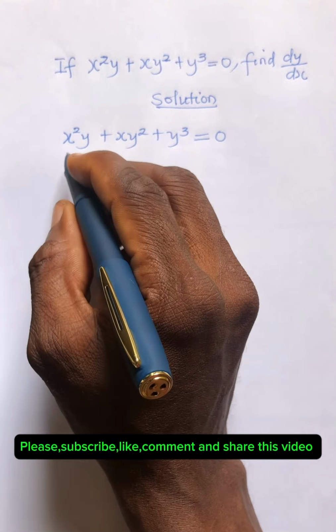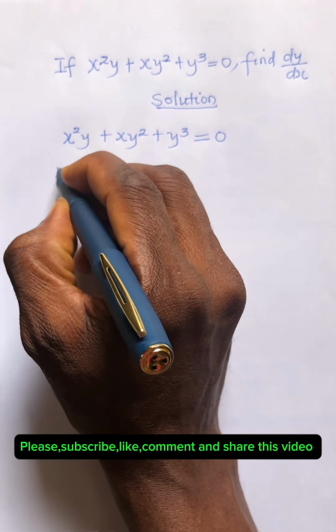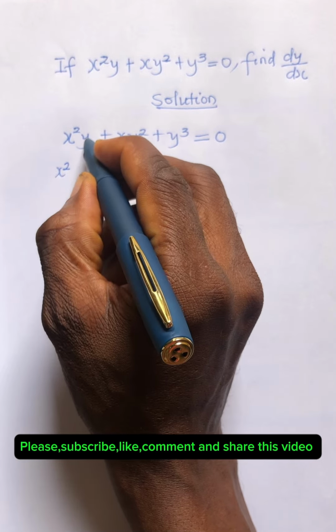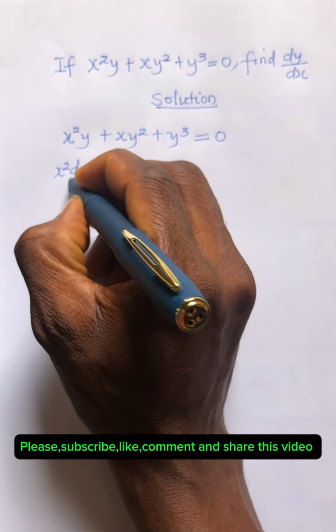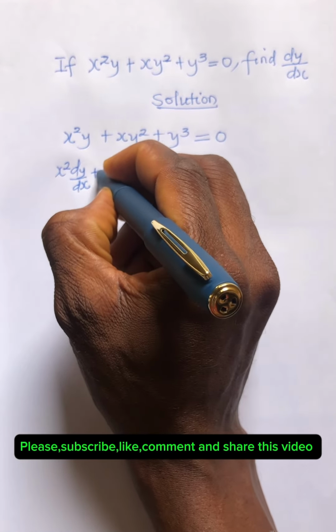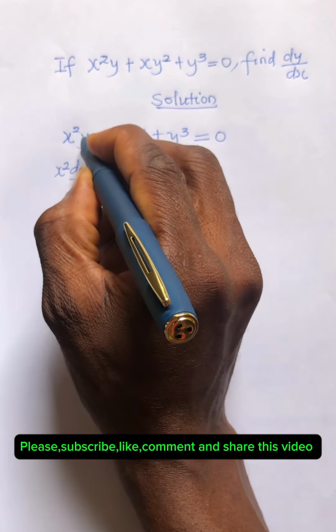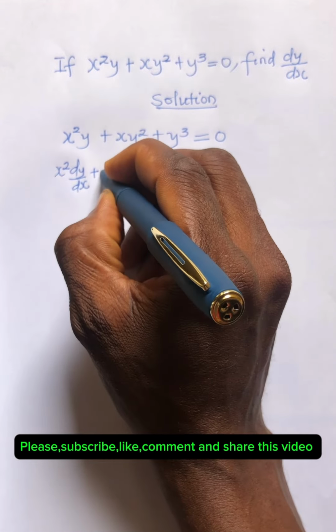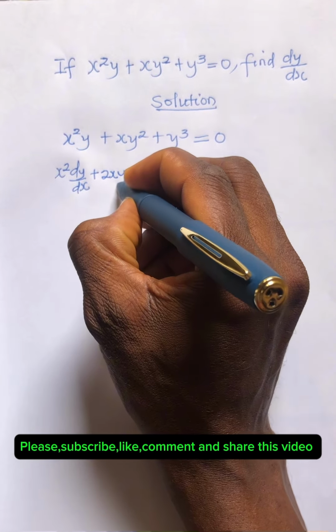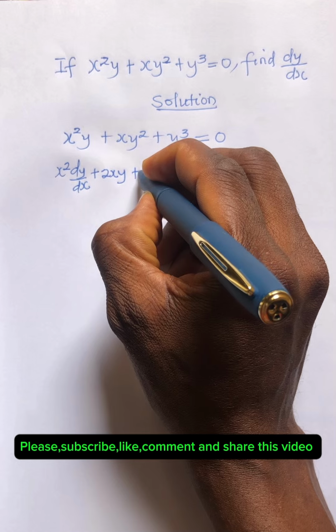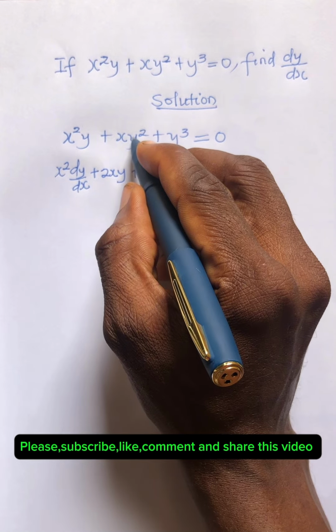So in differentiating them, we write down the first, x squared, differentiate the second, and differentiating y is dy dx, plus differentiate the first and write down the second. Differentiating x squared is 2x dot y, plus, now we're going to differentiate this also.